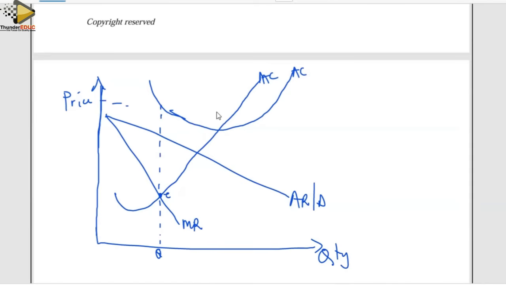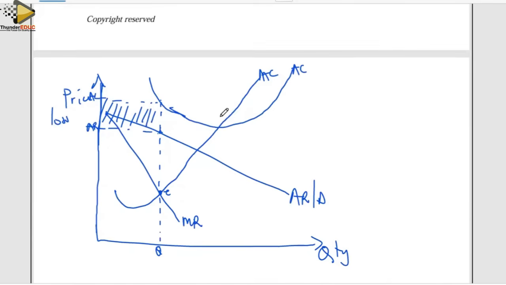So if you check here, our average cost is here. And if you check along our demand curve, our price, which is our average revenue, is here. So we see this gap here. Average cost is above average revenue. Automatically, it means there is a loss here.